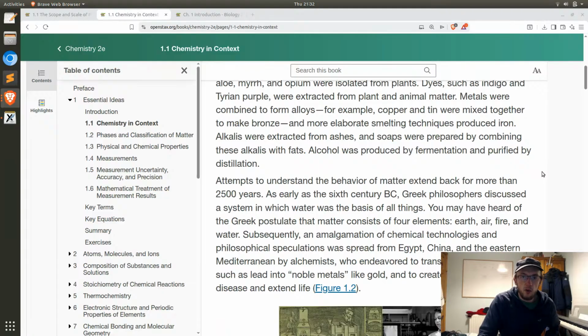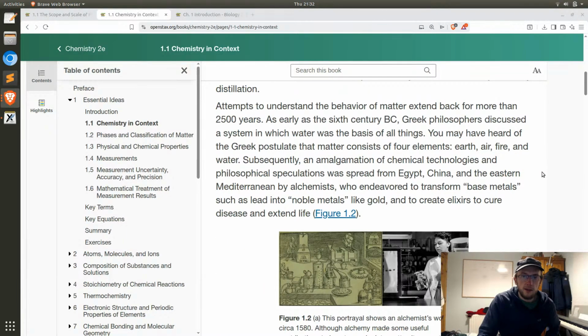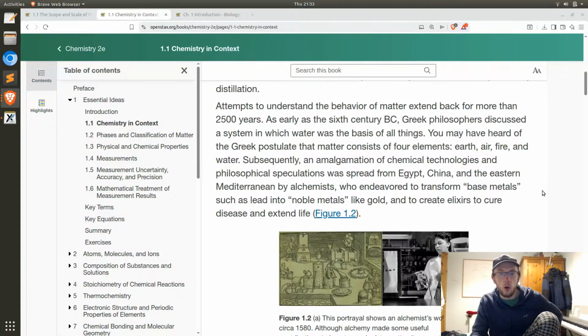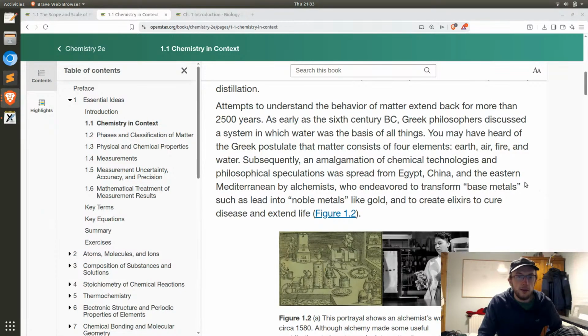Attempts to understand the behavior of matter extend back for more than 2,500 years. As early as the 6th century BC, Greek philosophers discussed a system in which water was the basis of all things. You may have heard the Greek postulate that matter consists of 4 elements: earth, air, fire, and water. Subsequently, an amalgamation of chemical technologies and philosophical speculations was spread from Egypt, China, and the Eastern Mediterranean by alchemists who endeavored to transform so-called base metals such as lead into so-called noble metals like gold, and to create elixirs to cure disease and extend life.